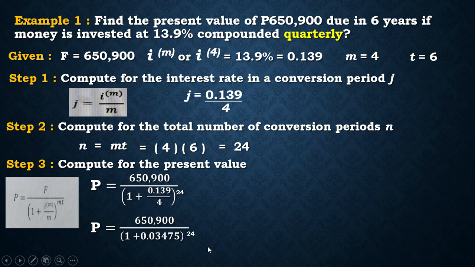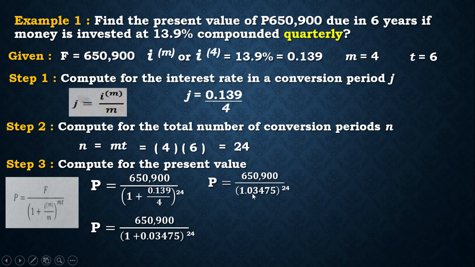Ang next step po natin, i-add po natin itong 1 plus 0.03475. Yung 650,900, as is po muna siya. Hindi po dapat baguhin. At ito pong exponent. So, ito lang po muna ang gagalawin natin. So, it will become 1.03475. Again, paano nakuha to? Inadd po itong part na to, 1 plus 0.03475. Kaya naging 1.03475. Still, we have the exponent of 24.